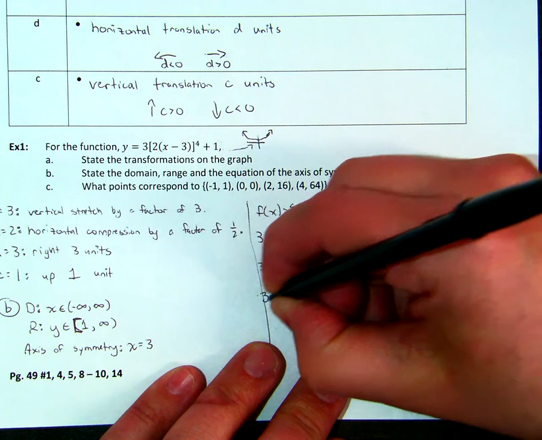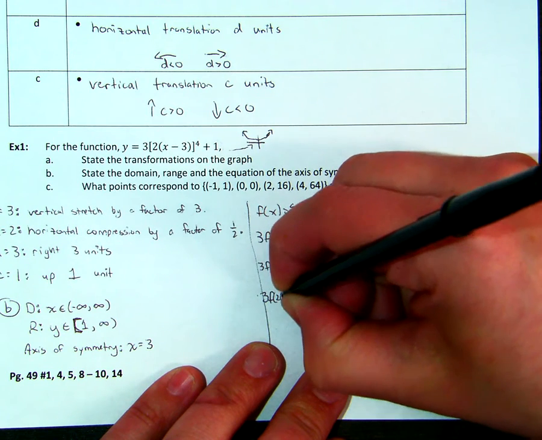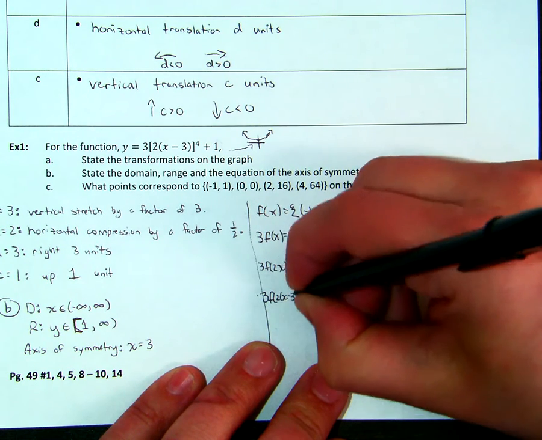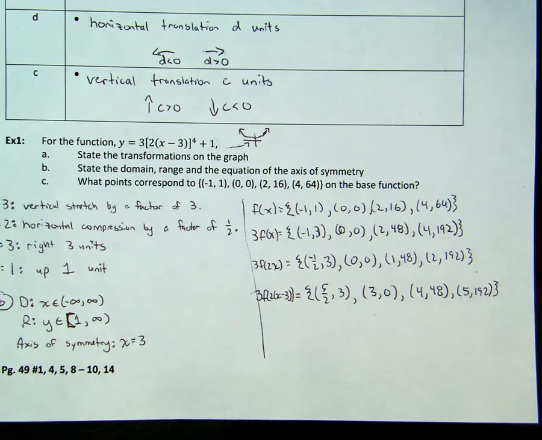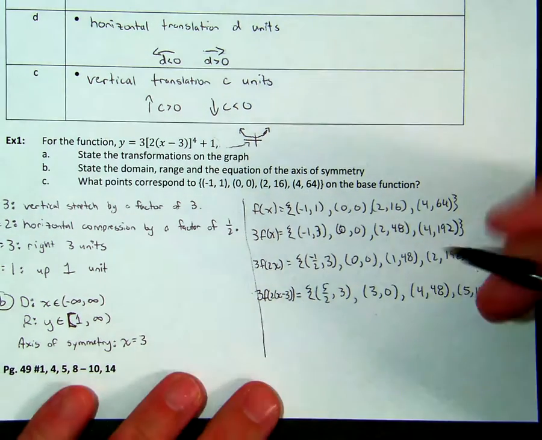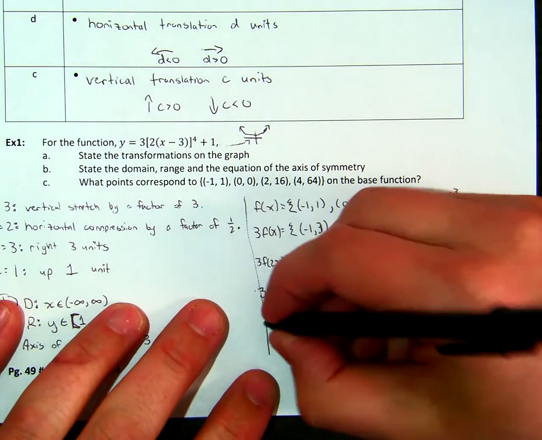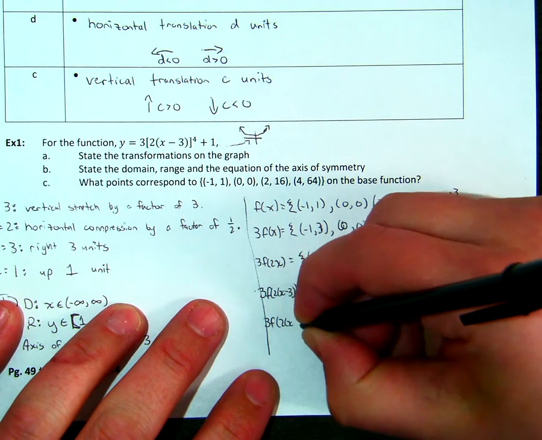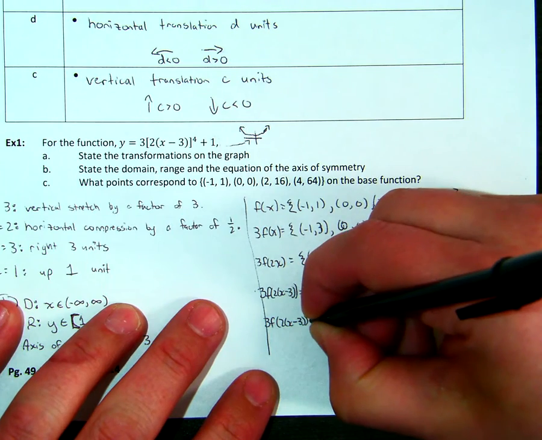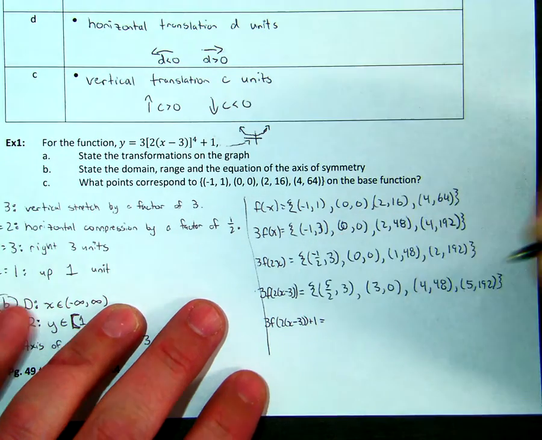So this would become 3f(2(x minus 3)). Snookered myself here. Squished myself. So that's what that's going to look like. And then just to make sure I don't run out of space, I'm going to do the last one. I'm going to write this first. It would be 3f(2(x minus 3)), and then plus 1 at the end.